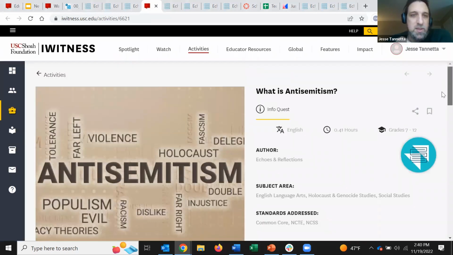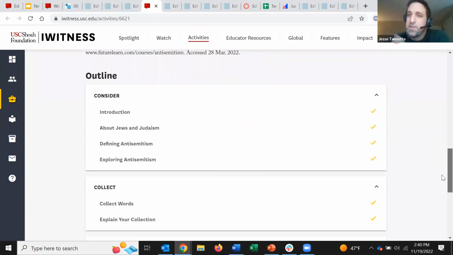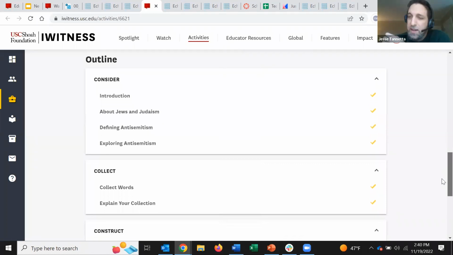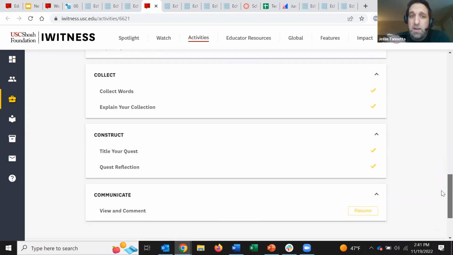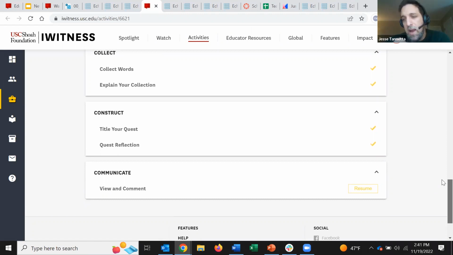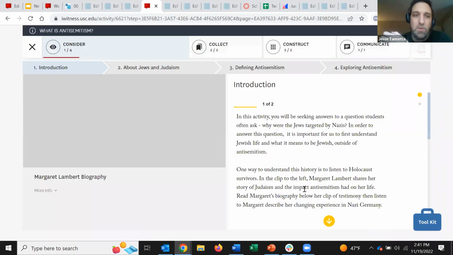These activities are built on Eyewitness's platform of the 4 C's. If we look at this outline, first is consider. Students get information to think about and explore. Then there's collect. Now they take words that they've seen and collect their thoughts. Then they construct, so they build something and demonstrate their knowledge. And then they communicate. Again, that social part of viewing other students' work, commenting, communicating with students, and learning alongside their peers, which obviously we know is crucial.